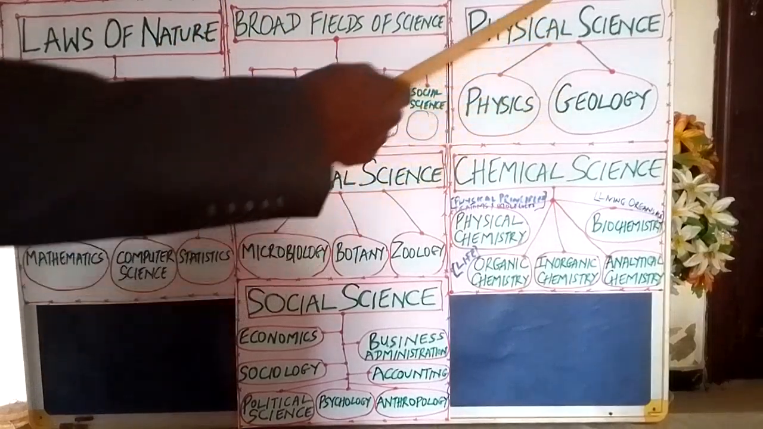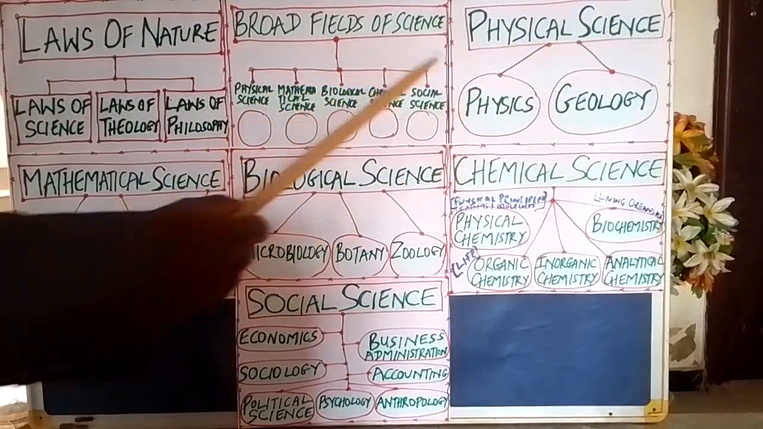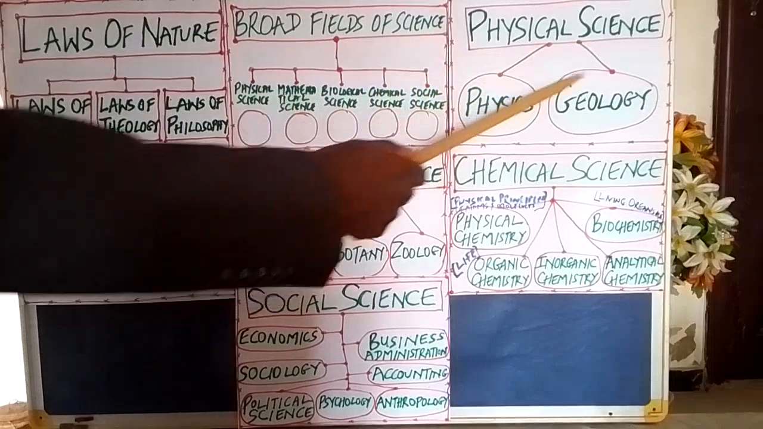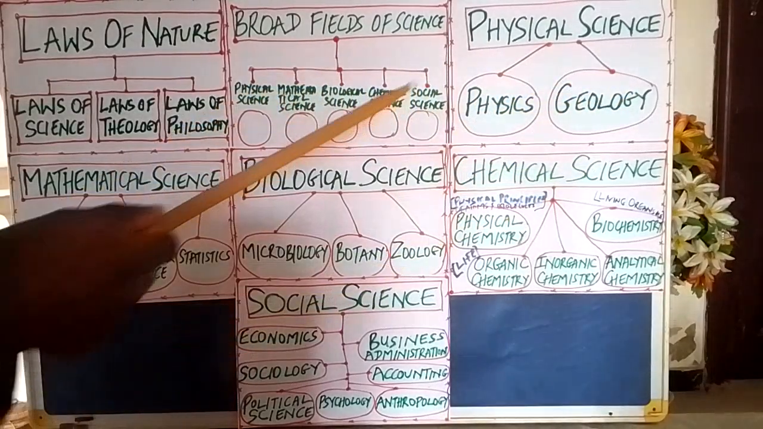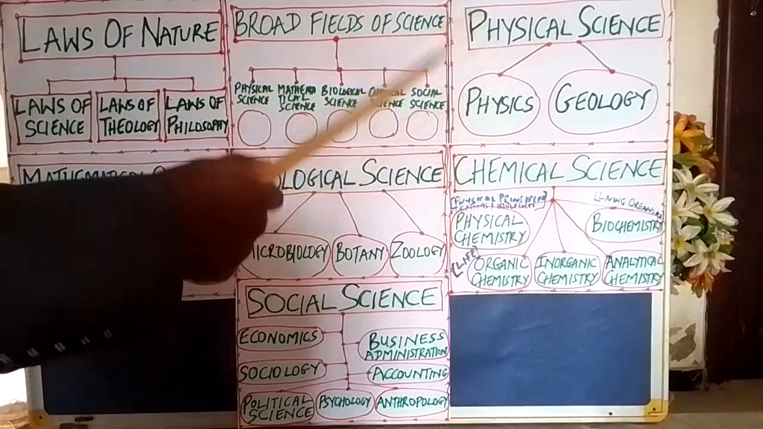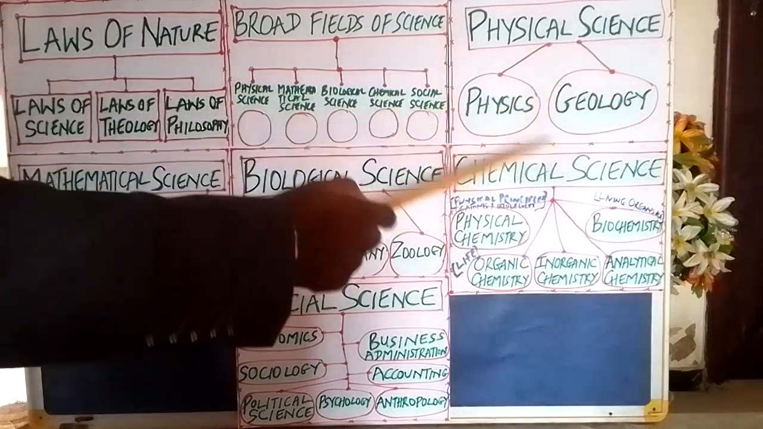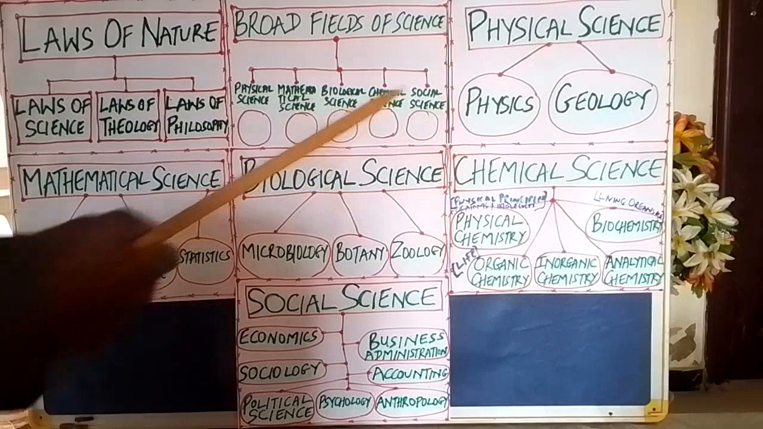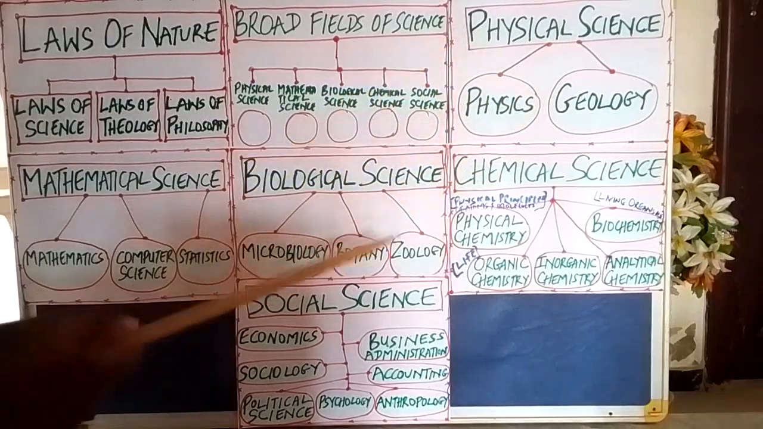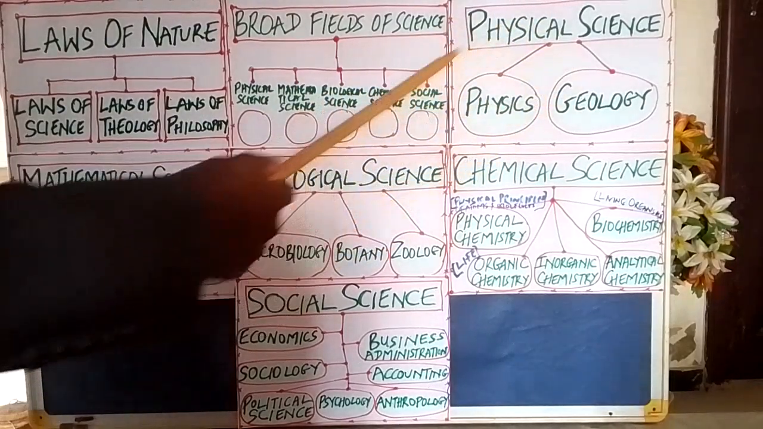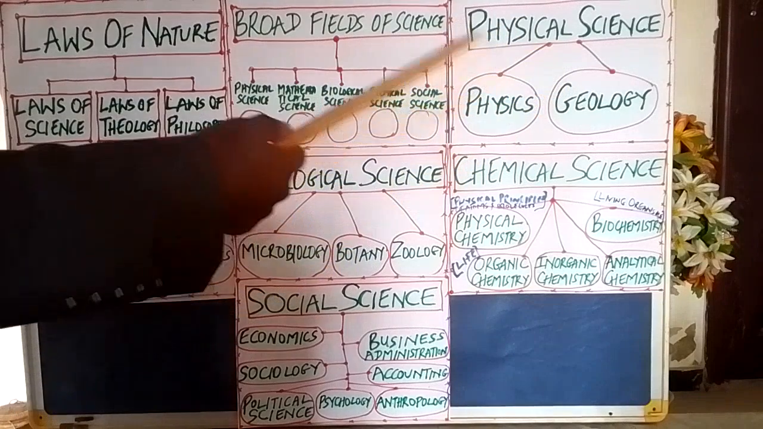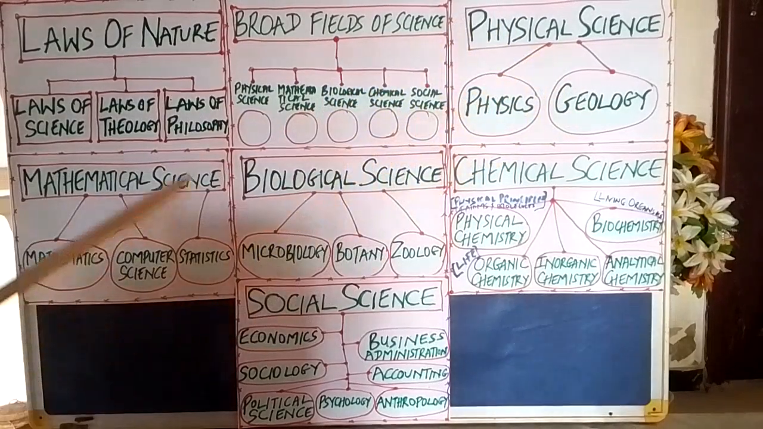For someone who wants to understand what physical science is, simply physics and geology. Of course, in line with what we just explained, before geology came into being as a field of study, we only had something like physics. So geology came later as a specialized field of study.